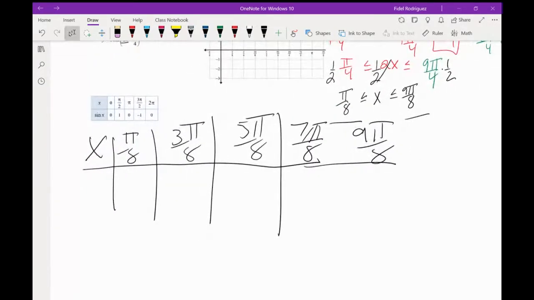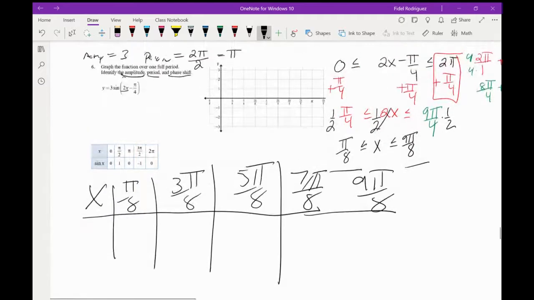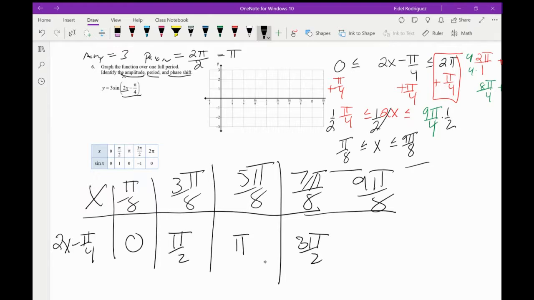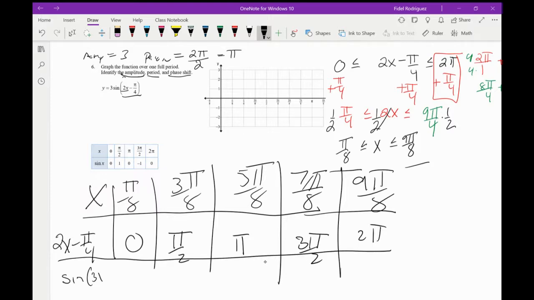There we go. And then, what did we have on the inside of our parentheses? We had all of this business. So I'm going to go 2x minus pi over 4, and these are going to be our standard values. Okay. And then we're going to say, what is the sine of those values? Sine of 0 was 0, 1. That's why I put that right there, right? So we always have it as a reference, right?